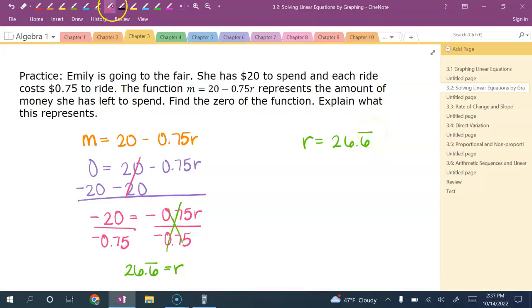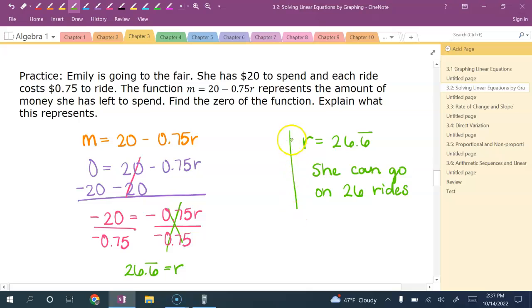And since we're talking about her having money to spend on these tickets, maybe to be able to do these rides, she can't do a partial ride. So what I would have taken from this answer is that she can go on 26 rides. She doesn't have quite enough to do a 27th.